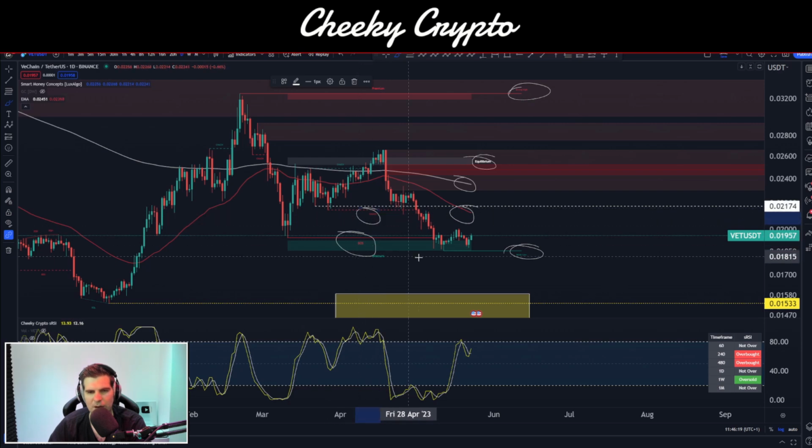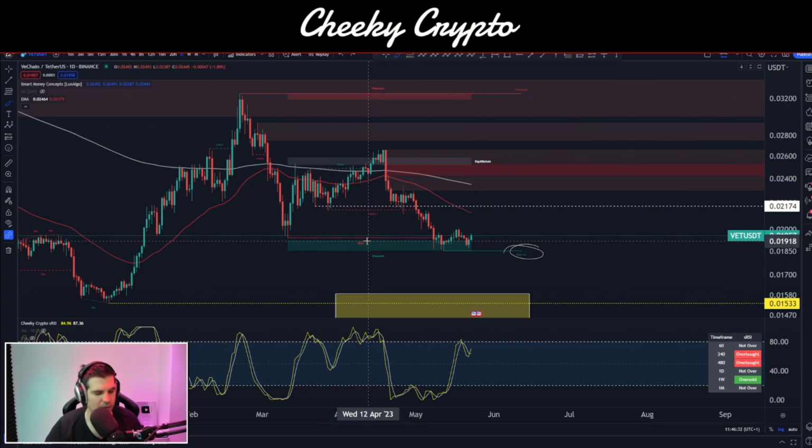We also have a minor change of character from our main minor bullish move here to a minor bearish move, and that's all feeding inside our bearish bigger macro structure as well. So all in all, it's not looking great for upside on Vechain at the moment. It does look like we have further to the downside to go.